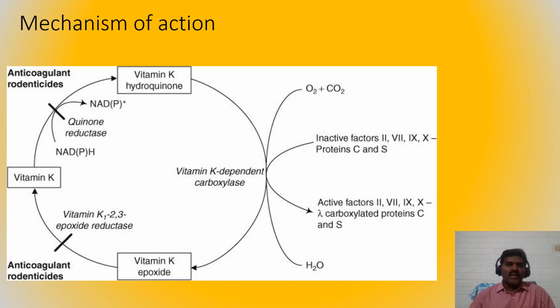The anticoagulant rodenticides block one of these steps, vitamin K 1,2,3 epoxide reductase, or the conversion of vitamin K to vitamin K hydroquinone in the presence of quinone reductase. One of these steps is blocked, and so there will not be any activation of factors 2, 7, 9, 10, protein C and S, which leads to all the bleeding manifestations.